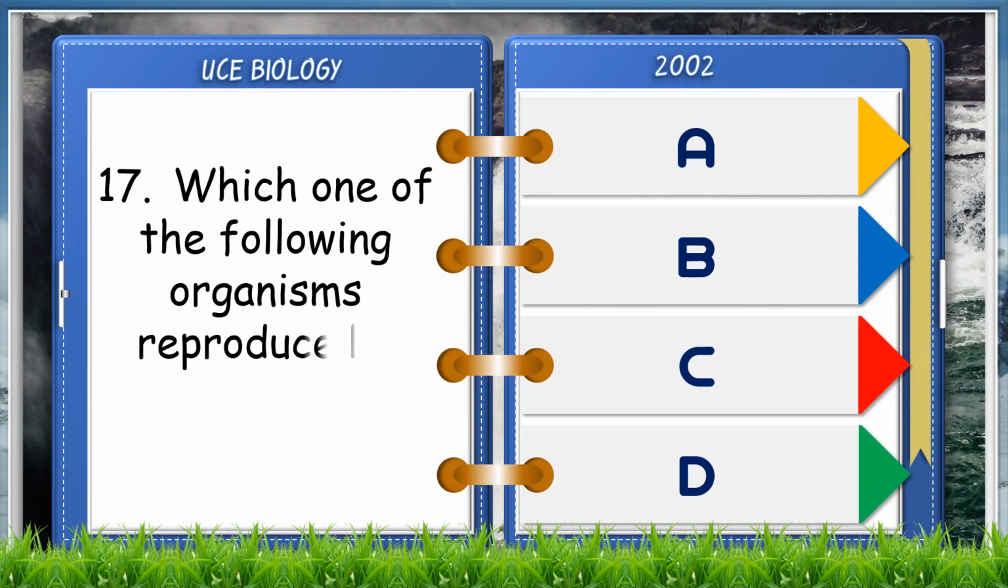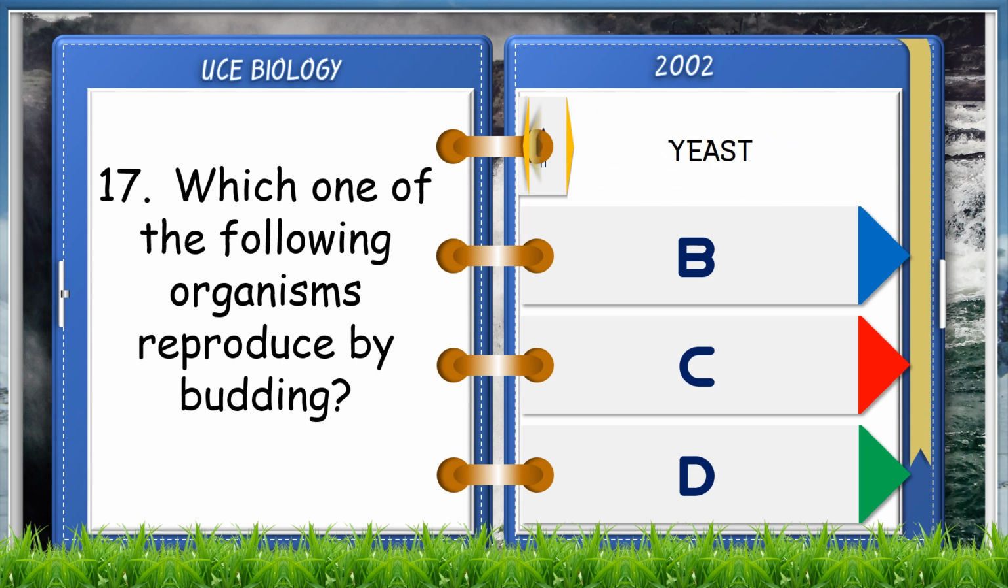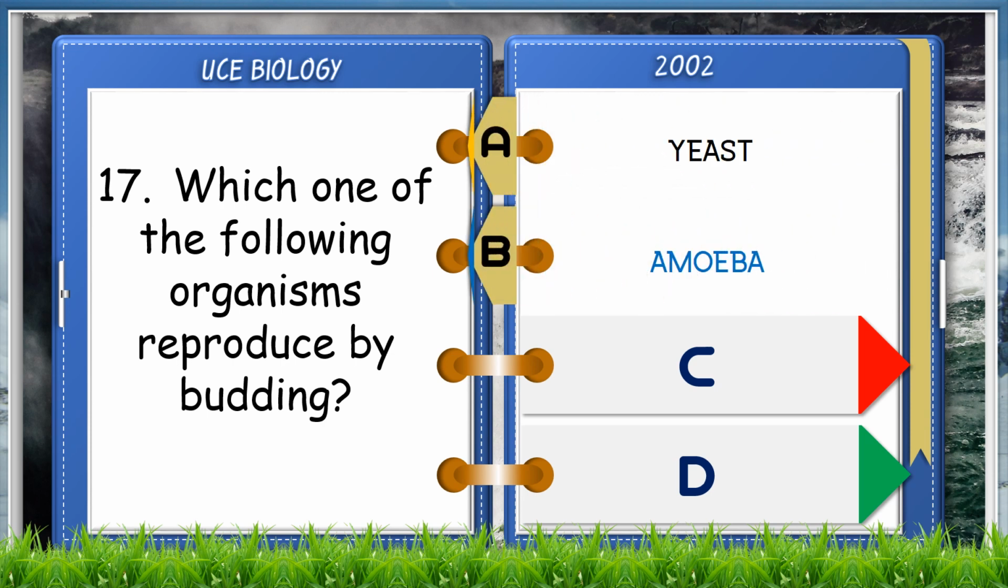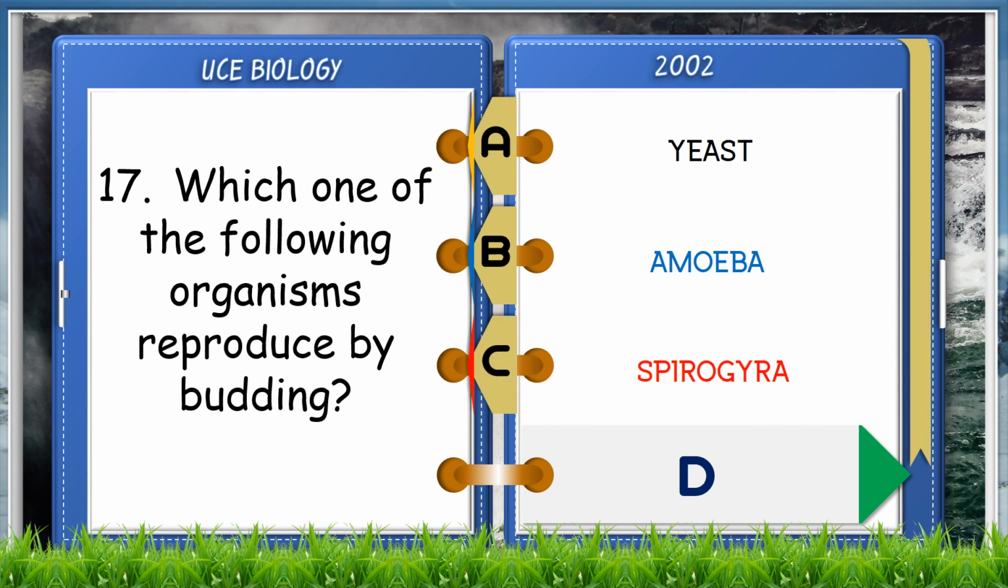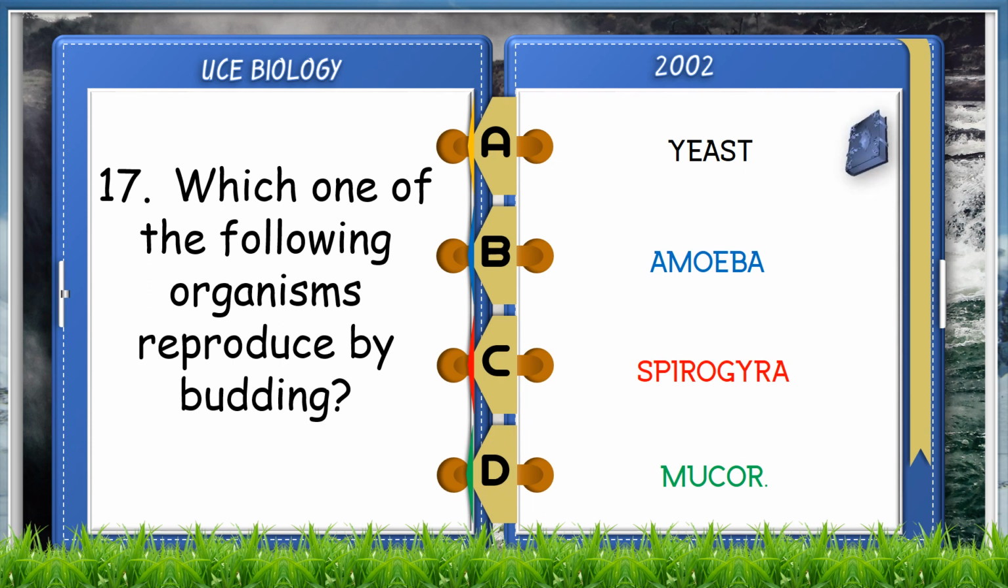Which one of the following organisms reproduce by budding? A, yeast. B, amoeba. C, spirogyra. D, muca. The answer is A, yeast.